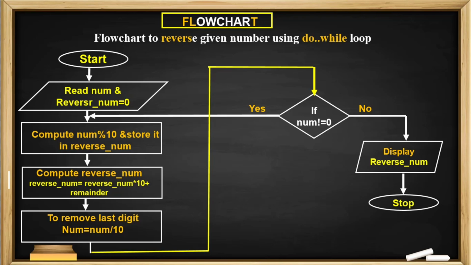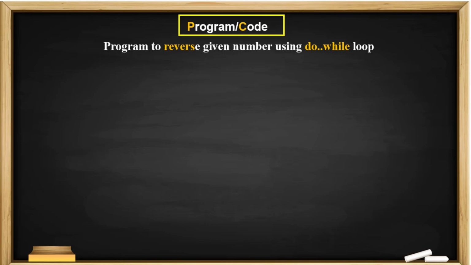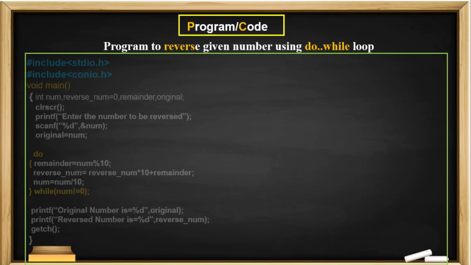At last, we will check condition value of num is 0 or not. If condition is true, then loop iterations are continued. Else, we will display a reverse number. Last step is stop. Now we will see actual program to reverse a number.